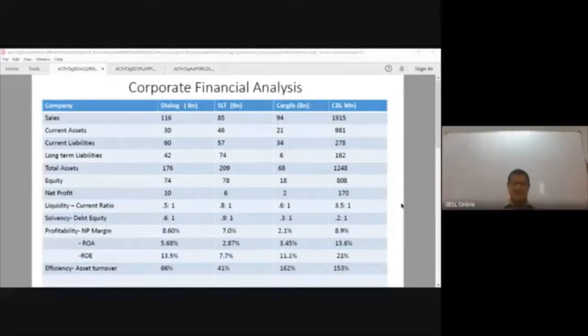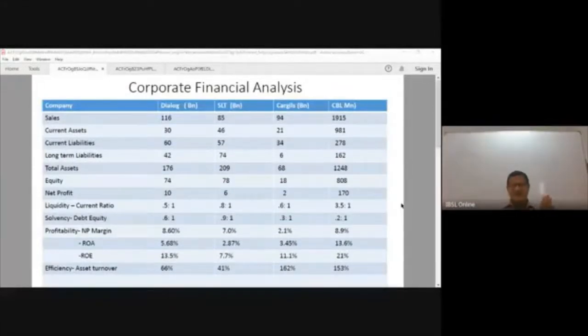Then we looked at how profitable is your company as a risk factor. For every rupee you have invested in your total assets, now you can look at Dialog, their total asset is 176. Return on assets is you divide the net profit by the total assets. So what you have to do is net profit is 10 in Dialog divided by 176 into 100 will give you a figure of 5.68%.